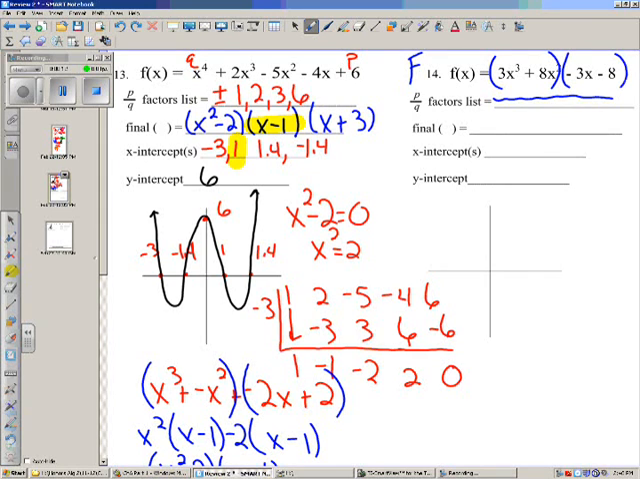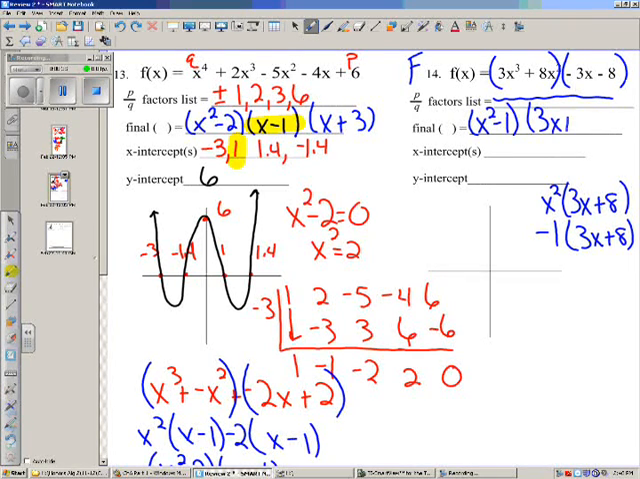Here we go. In the first set of parentheses, I'm going to take out an x squared, and then I'm left with 3x plus 8. And since I need a 3x plus 8 out of the other parentheses, I'll be taking out a negative 1. So my final parentheses are the x squared minus 1 on the outside and the 3x plus 8 on the inside matching set.